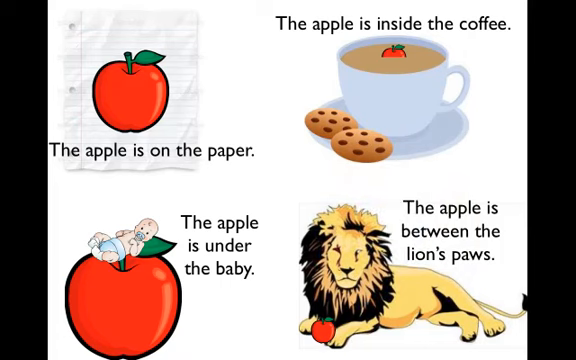Now let's think about what the prepositions are in every single sentence. On the paper, inside the coffee, under the baby, between the lion's paws. All of the prepositions here are underlined in purple. So here are some examples of prepositions.